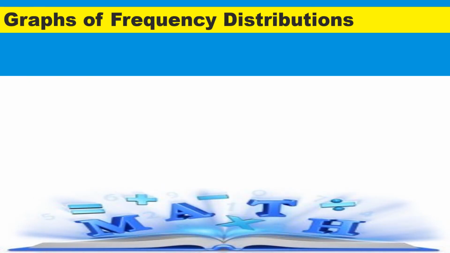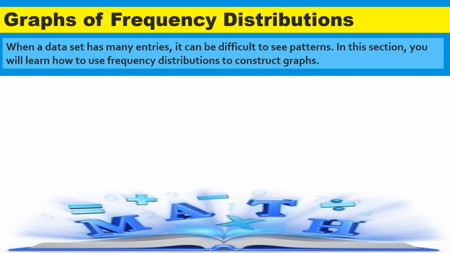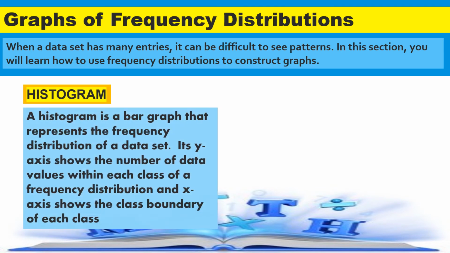So let's move on to the graph of frequency distributions. We have two graphs for frequency distributions. When a data set has many entries, it can be difficult to see patterns. In this section, you will learn how to use frequency distributions to construct graphs. So, histogram. A histogram is a bar graph that represents the frequency distribution of a data set. Its y-axis shows the number of the data values within each class of a frequency distribution, and the x-axis shows the class boundary of each class.